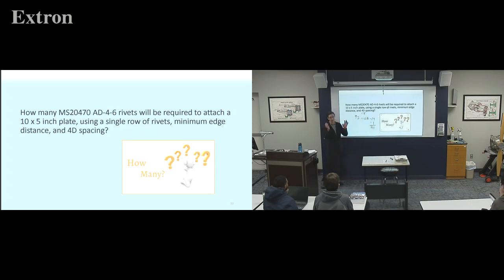Since most of you are new to rivet layout, this is good practice, which is why I'm putting you through this. Then I'll tell you the easy way to do it later. So this distance, our 5-inch side, how will we figure out how many rivets to put there?